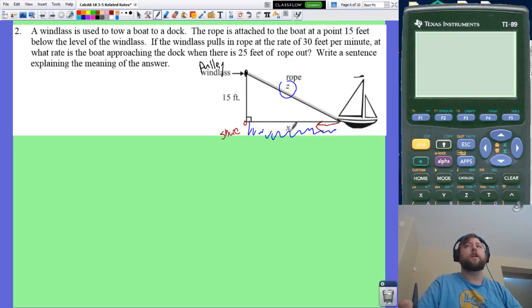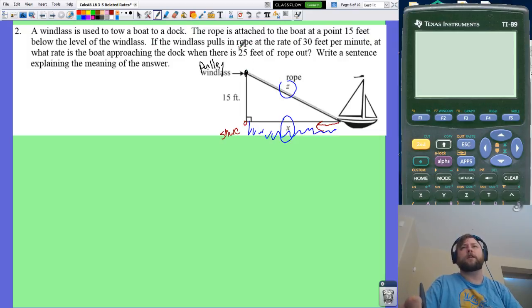We just put a variable. And the length from the boat to the shore, we're just going to call x. All right? X-axis kind of makes sense. And we don't have to put a variable here like a y because we know this is always 15 for the height. Okay, so given that information, we have this thing right here.